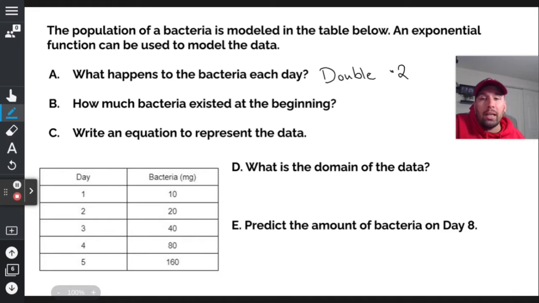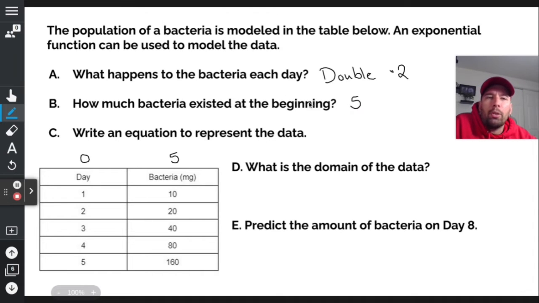How much bacteria existed at the beginning? Well, at the beginning would imply day 0. If I multiply by 2 to get to the next day, then I would divide by 2 to get to day 0. 10 divided by 2 is 5. So I started out with 5 at the very beginning.